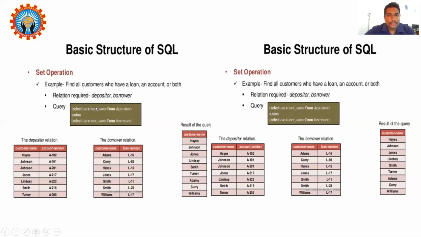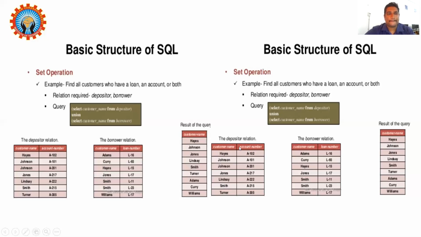Automatically, if you are using the union, the duplication of data is omitted. So Jones, Lindsay, Smith, Turner, all this comes in. If you have two Smiths, we get only one Smith in the data. If I want customer_name, we have the customer_name.